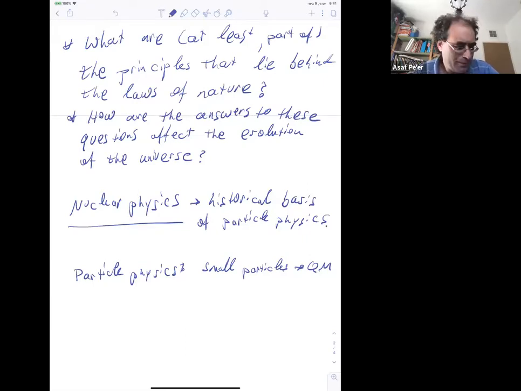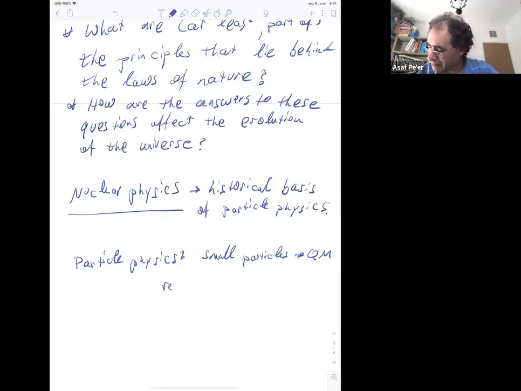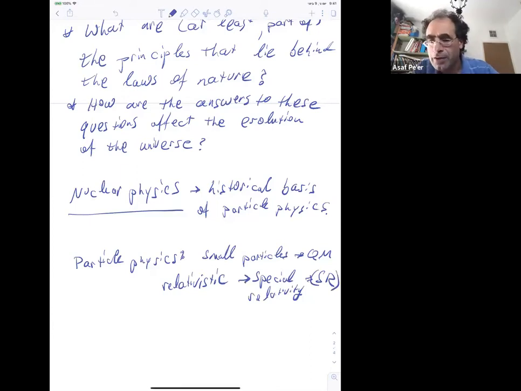Now at the same time, a lot of the particles that we're going to deal with are often relativistic, namely they move at speeds which are very close to the speed of light. And when they're relativistic, then we need the formulation of relativity. Fortunately, we only need the formulation of special relativity, which I will denote by SR. We don't need general relativity, because then I would not be able to teach this course.